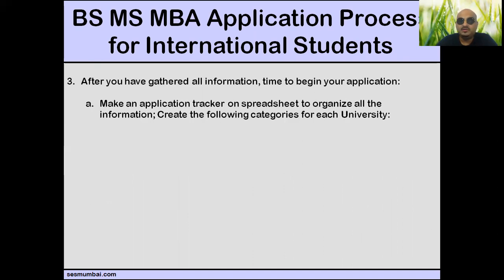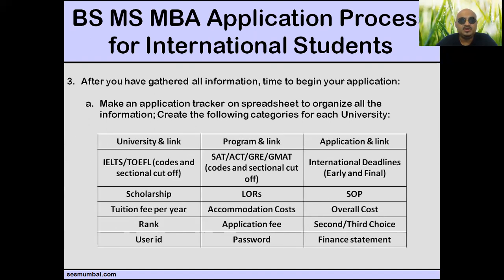Make an application tracker. What does that mean? On an Excel sheet or a spreadsheet or a worksheet, whatever you call it, make an application tracker, because if you're applying to more than 4 to 5 universities, you want to keep track of each and everything. For example, create the following categories for each university. From the dream category, you've picked 2 universities, then write down the name of the university and the link of the program, the link of the application, the link of the website. So make categories for university and link, program and link, application and link.